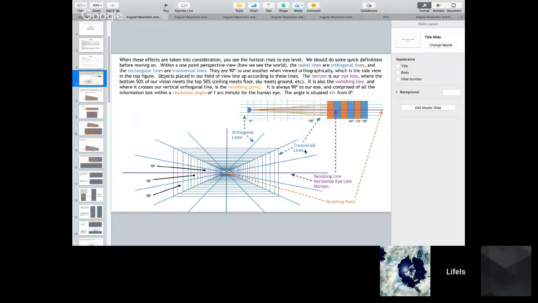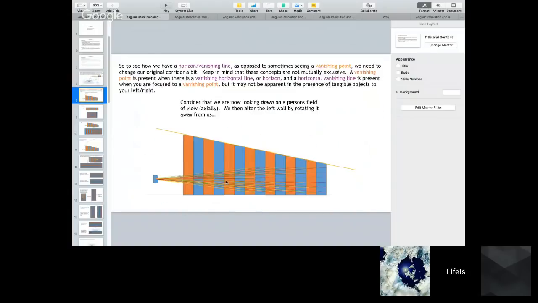And then again, just showing that 10 feet is always 10 feet orthographically, but in perspective, 10 feet gets smaller with distance. So here what we're going to do is take that same corridor, and now we're going to consider that I'm looking top down on a person. So this is the person's head. I'm looking down on them, and this is the wall, right?